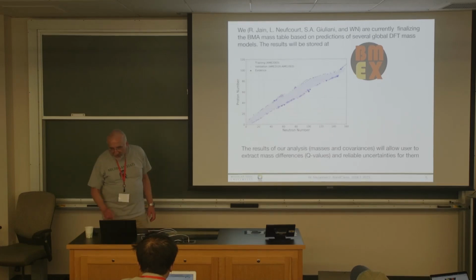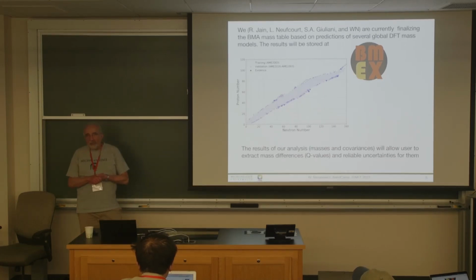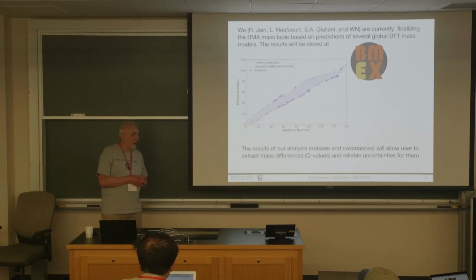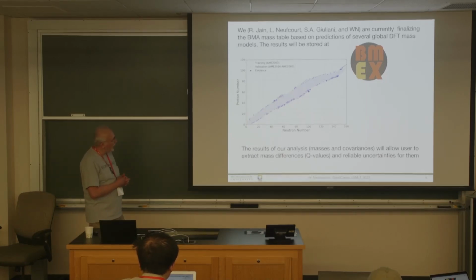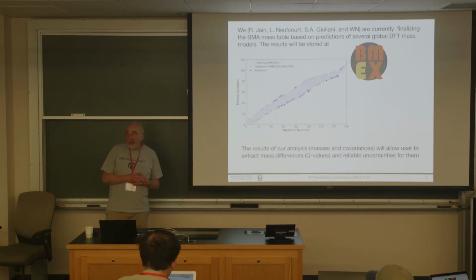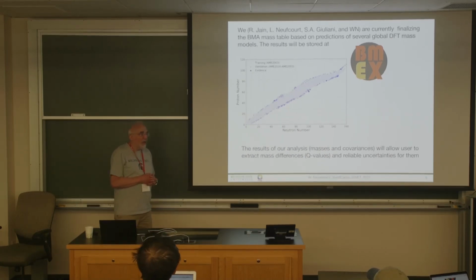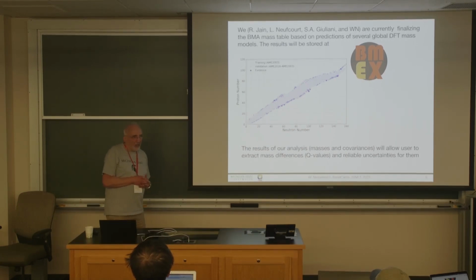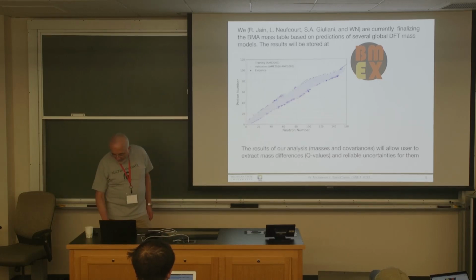Now, we are currently trying to implement this correlation feature into BMEX. So we'll be posting mass tables calculated using different models with covariances, and having those covariances will allow users to calculate any mass difference with errors. This would be of particular interest to people doing astrophysical simulations, such as astrophysical networks, okay? So this is the work which will be done with several people.